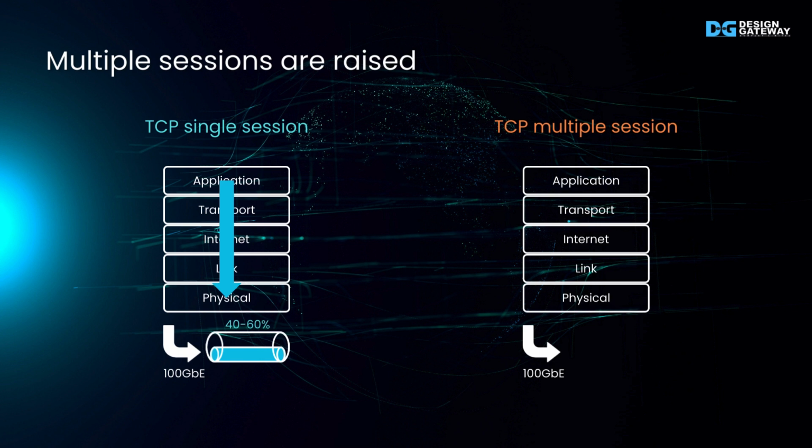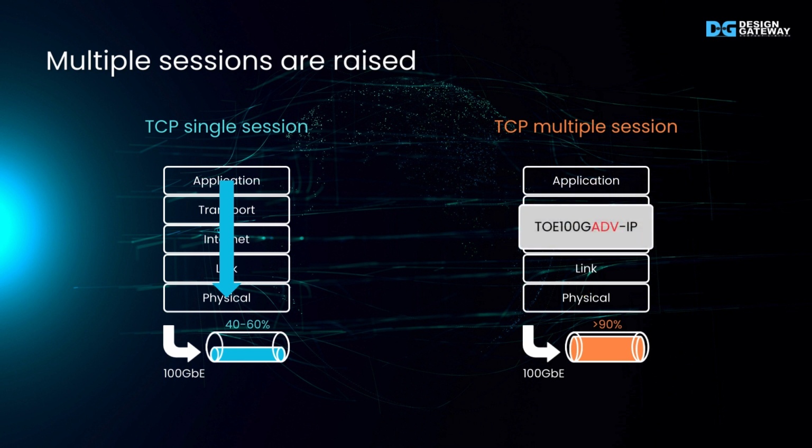To enhance the throughput, some researchers have explored the concept of applying multiple TCP sessions. This approach creates a pipelined data flow in the upper layers, effectively increasing the data volume and utilization of the lower layer bandwidth. This concept is adopted and proposed as our new IP core, TOE 100G Advance IP, which supports up to 4 TCP sessions in parallel.